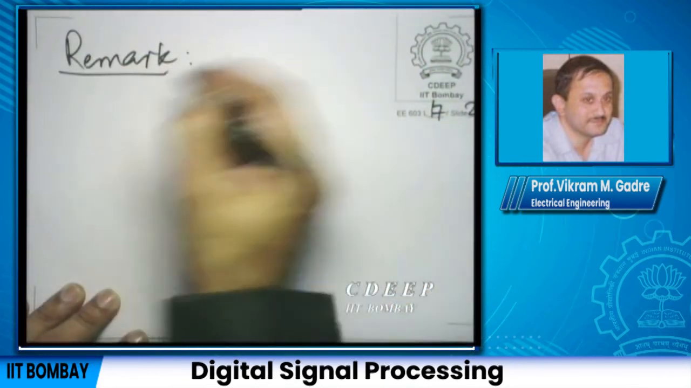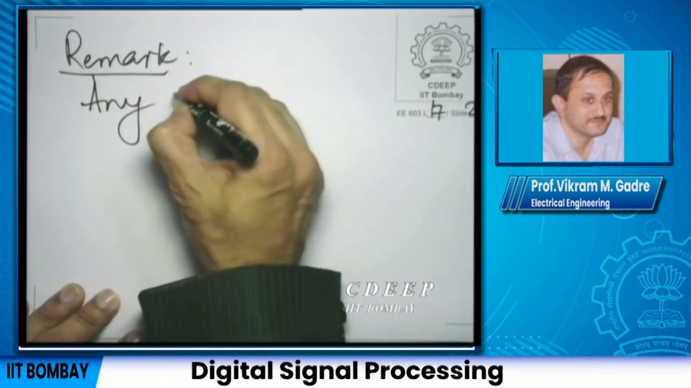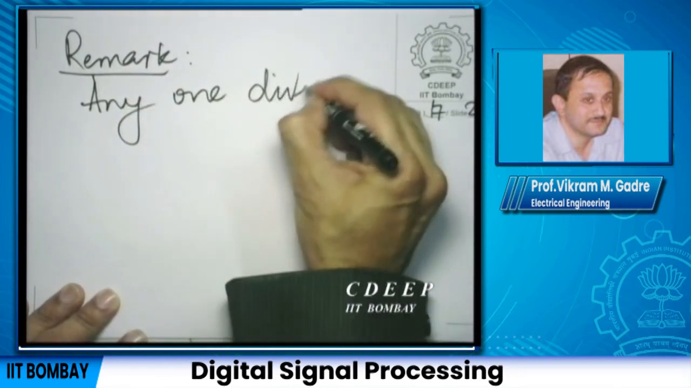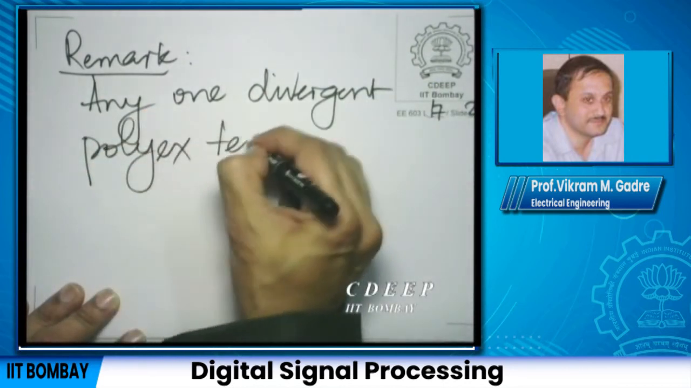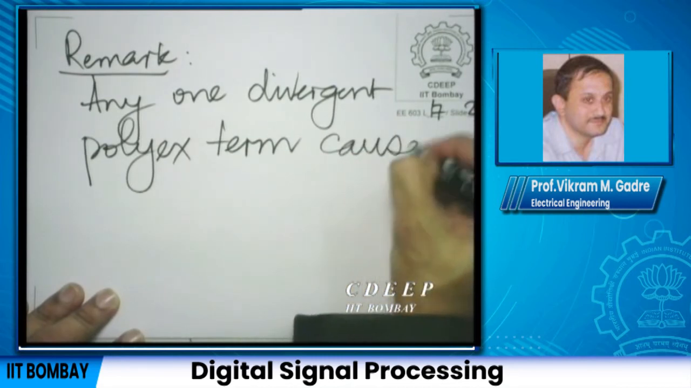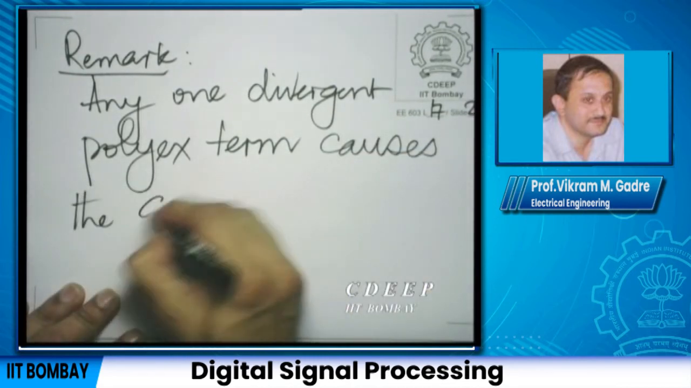Now, we look at the poly-x terms. What we show is that if any one of the poly-x terms diverges, then the sum has to diverge. So, the next remark that I make is: any one divergent poly-x term causes the absolute sum to diverge.